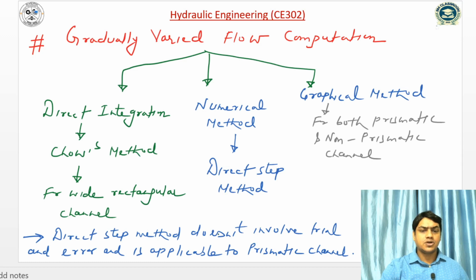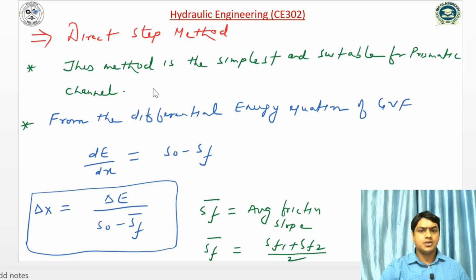Direct step method does not involve trial and error, and it is applicable to the prismatic channel, and it can be computed by the simplest differential equation. The change in length can be computed as change in specific energy divided by S naught minus SF bar, where SF bar is the average friction slope and S naught is the bed slope, and SF bar is the sum of SF1 plus SF2 by 2.